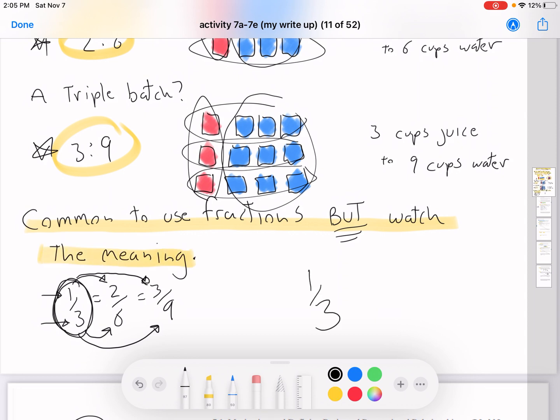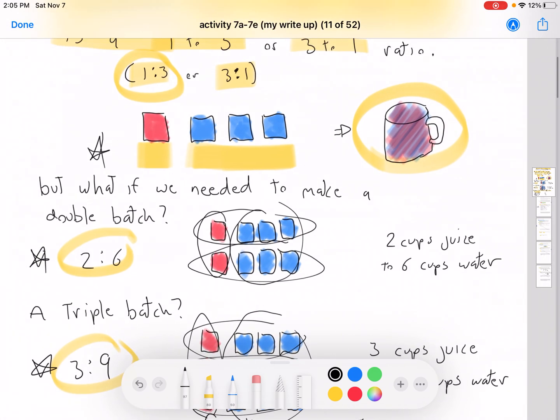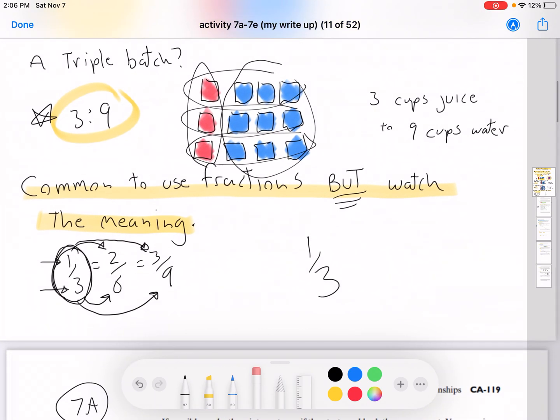But you need to watch the meaning of fractions. For example, 1/3. This does not mean 1/3 of my juice is the juice concentrate. If we come back up here, we can see we have 1 cup of juice and 3 cups of water. And if we were to add those all together, we would have 4 total cups. So actually, 1/4 of the whole juice mixture is concentrate and 3/4 is water. So you just need to pay attention to what the fraction actually is saying. And it is not saying 1/3 of our mixture is the juice.